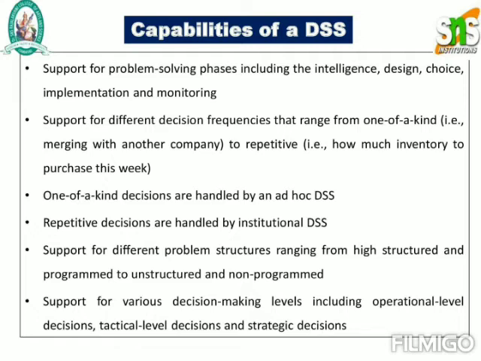Support for different decision frequencies that range from one of a kind, that is merging with a company, to repetitive, that is how much inventory to purchase per week. One of a kind decisions are handled by an ad hoc decision support system. Repetitive decisions are handled by institutional decision support systems.